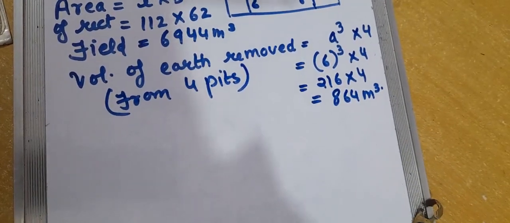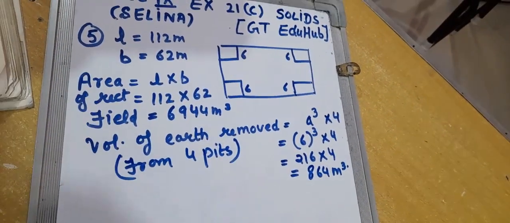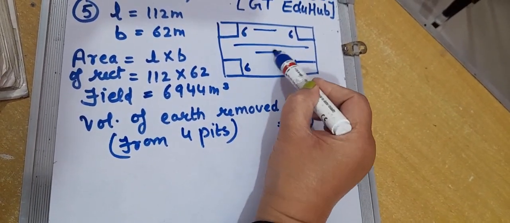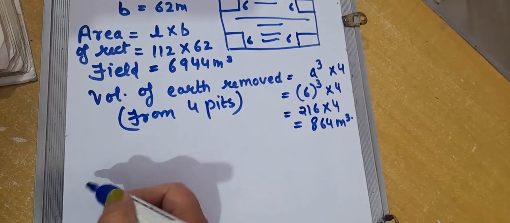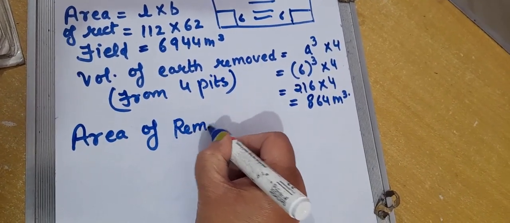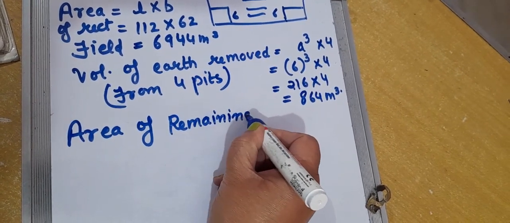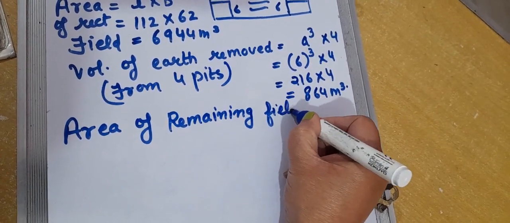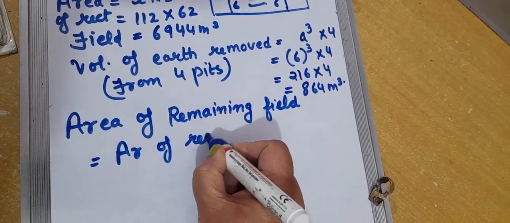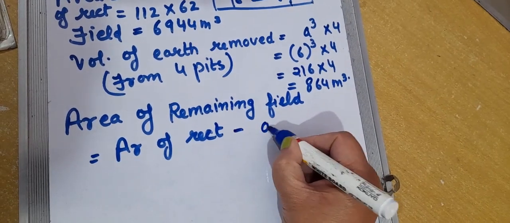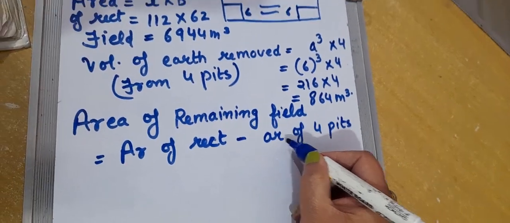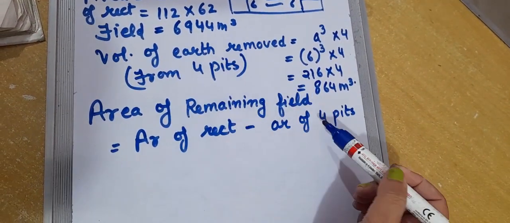Now this earth has to be spread over the remaining area. So first of all, we have to find the remaining area of this portion. So area of remaining field. This is the main point in this question. Area of remaining field will be area of rectangular field minus area of 4 pits. Mark this, students, I am writing here area of 4 pits, not the volume of 4 pits.